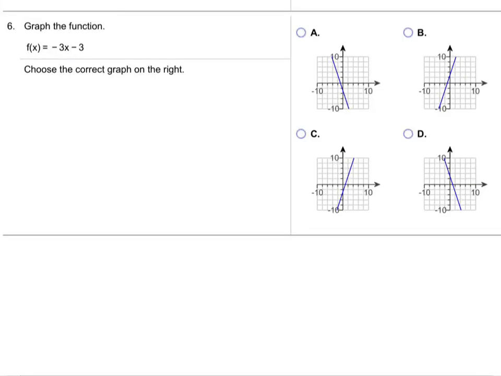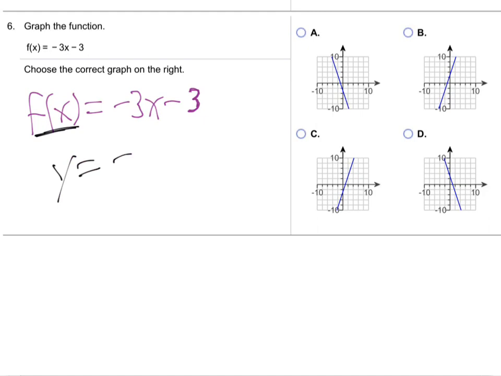Here on number 6, this section, 2.2, is all about functions. So they're giving me f of x equals negative 3x minus 3. Let me write it here a little bigger: negative 3x minus 3. And they want me to graph it. So how am I going to graph it? Well, do you know what f of x is? It's the same as y. That's the main thing I wanted to say.